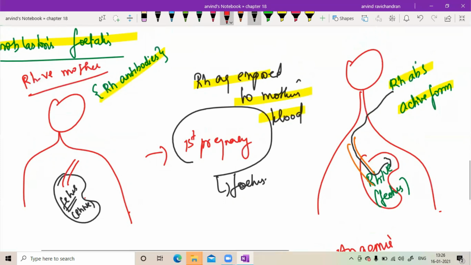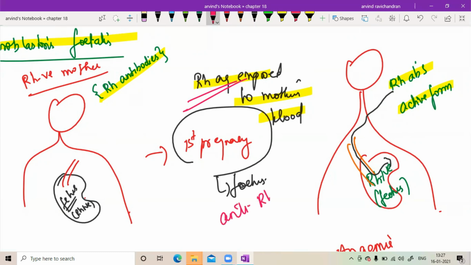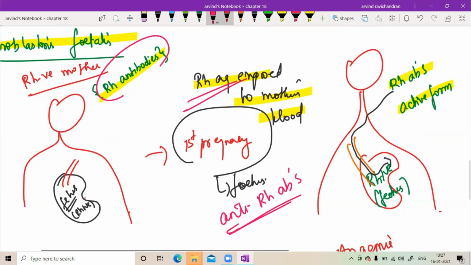So what you do is try to destroy this antigen then and there. The moment this antigen is exposed, you administer ready-made antibodies. The plasma already contains some antibodies, and along with it, you also give some ready-made antibodies immediately. So the Rh antigen is going to be destroyed then and there. Do not allow it to aggravate. So the second pregnancy will also be safe.